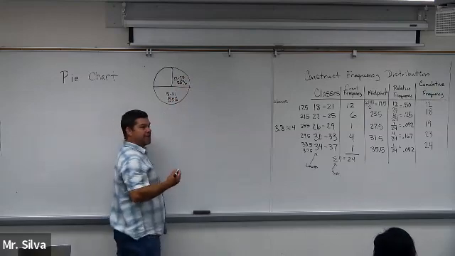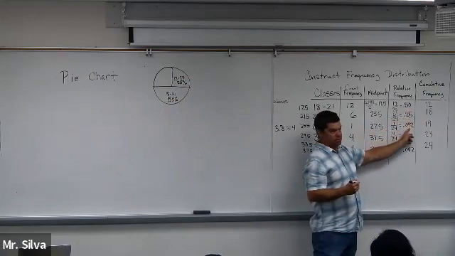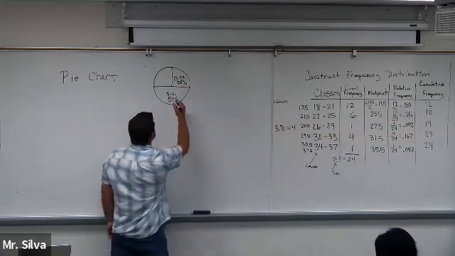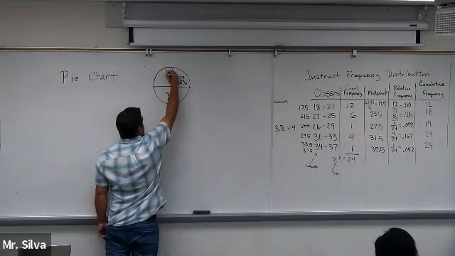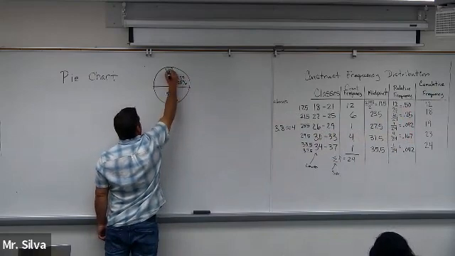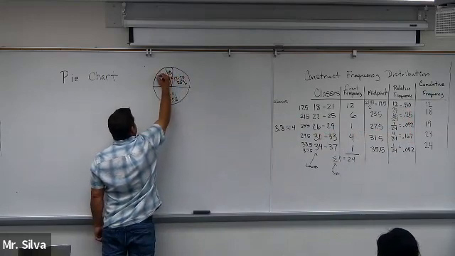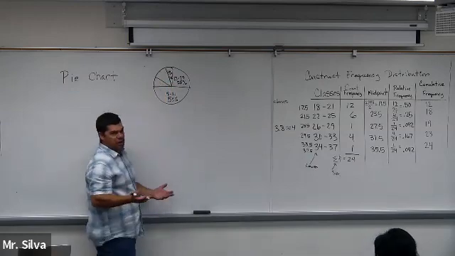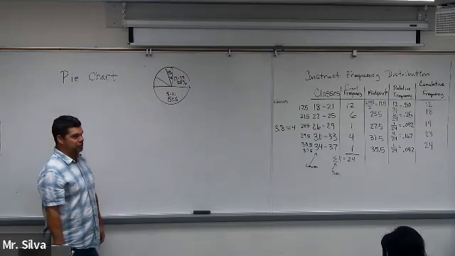Where am I getting these numbers from? Right over here. 50, 25. 4% of our class is 26 to 29, so that's going to be a small sliver. 26 to 29, 4%. And then we have our other one. Okay, so this is a pie chart. A pie chart breaks up percentages into smaller groups.